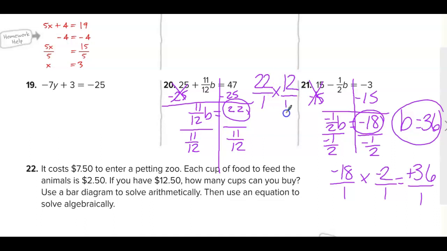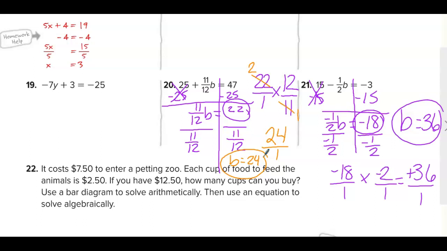12 over 11. Now, a lot of you are going to want to reduce here, so I will. I can divide both 22 and 11 by 11. 22 divided by 11 is 2. 11 divided by 11 is 1. So now I just multiply straight across. 2 times 12 is 24. 1 times 1 is 1. Therefore, b equals 24.